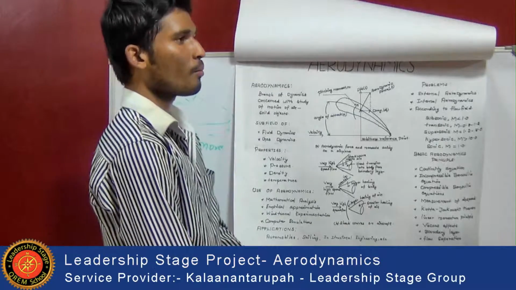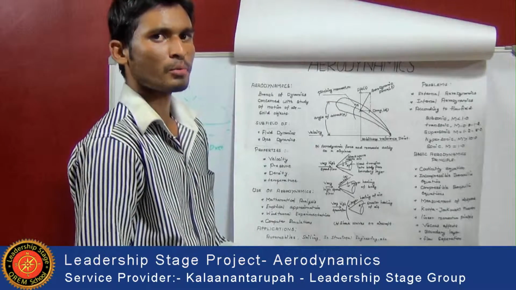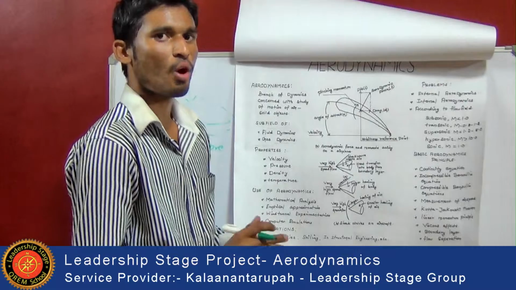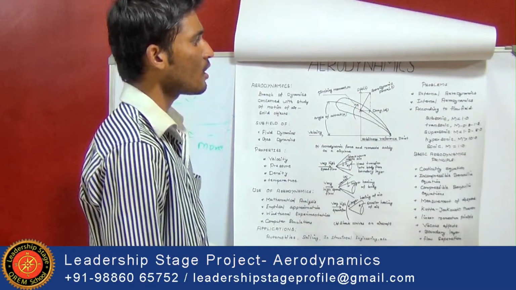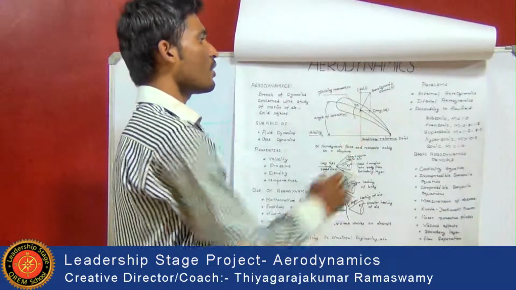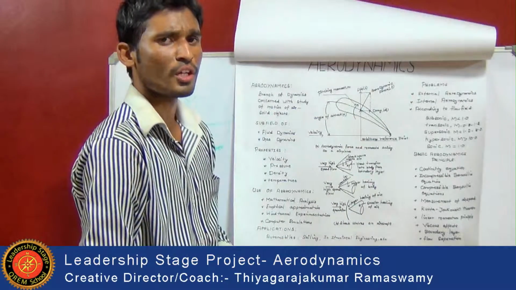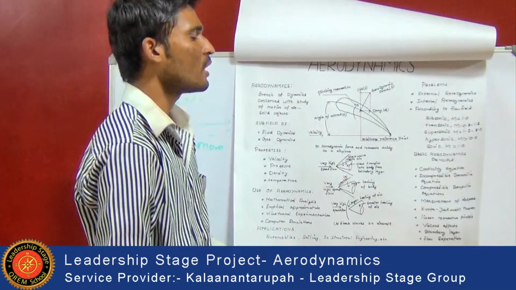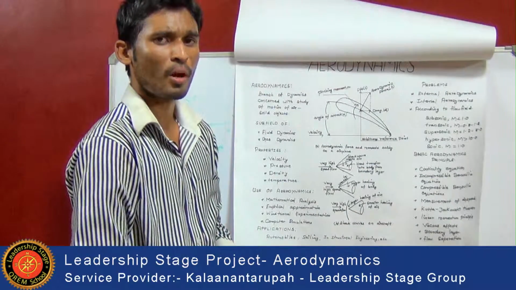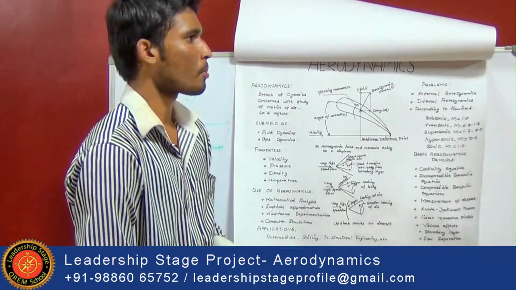And next one is problems. Aerodynamics problems can be classified according to the flow environment. One is external aerodynamics and the next one is internal aerodynamics. What is external aerodynamics? External aerodynamics is the study of airflow around solid objects, and internal aerodynamics is the study of airflow passing through solid objects.